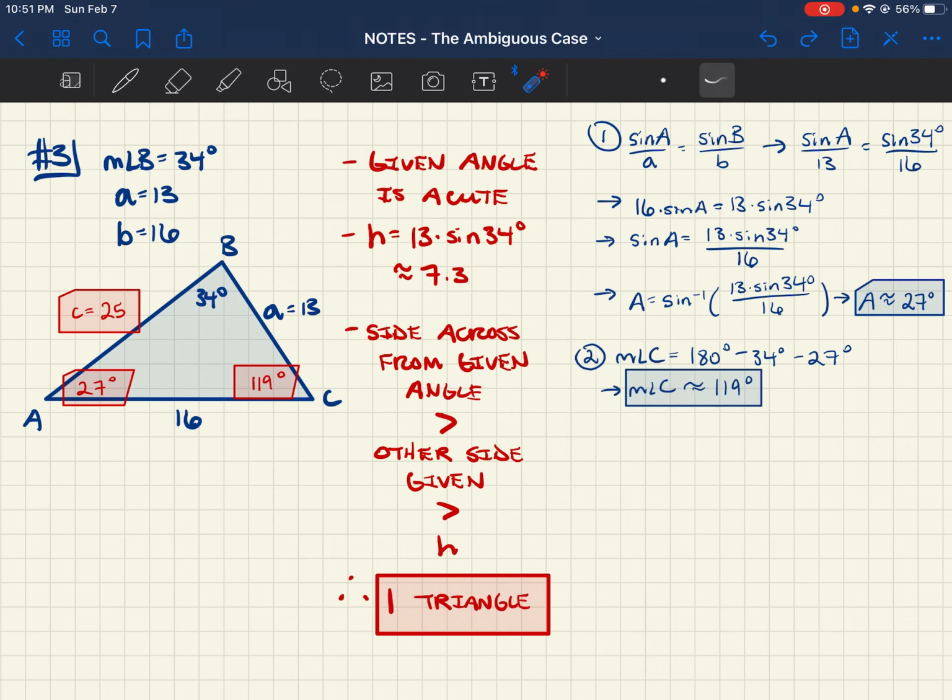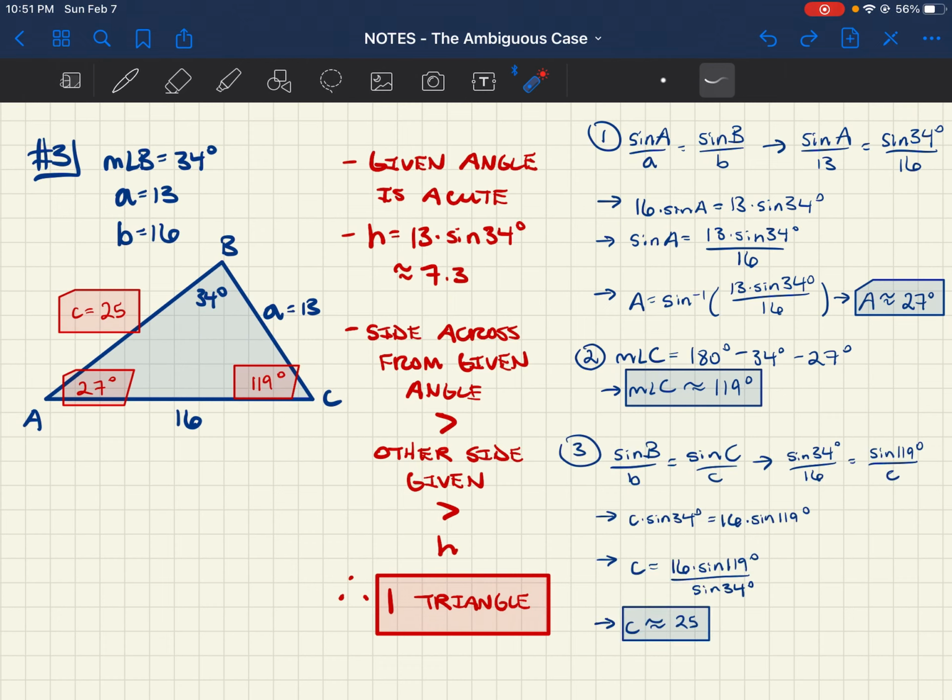Next, now that we have two of the angles, we can use the fact that the angles of a triangle add up to 180 degrees. That helps us find the third angle, angle C. And once we know angle C, all we're missing is side c. We can really set up a number of equations here. I decided to do sine of angle B over b equals sine of angle C over c. The reason I decided to use sine of angle B over b is because it was the original given information and nothing here has been rounded, okay?